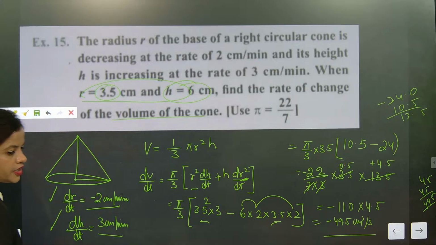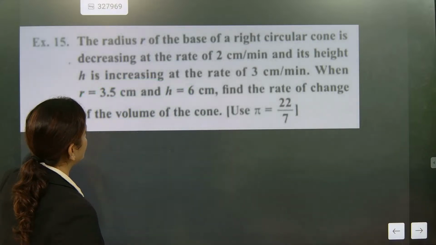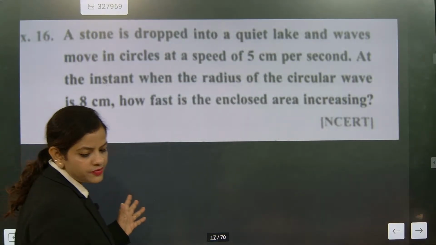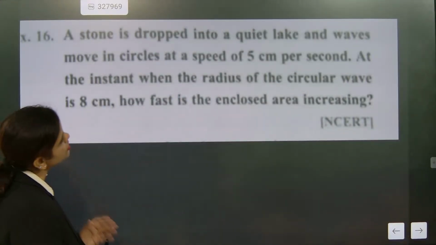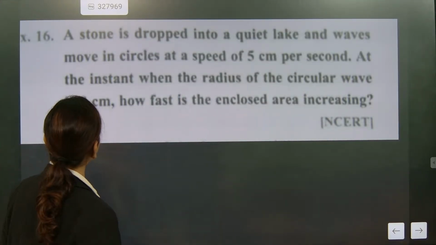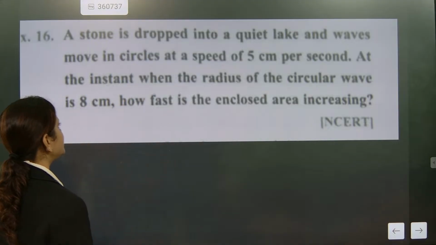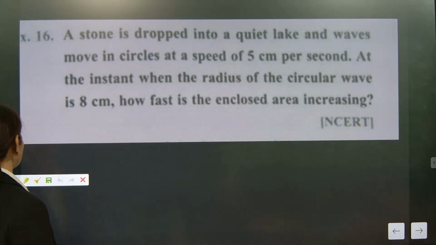Now, shall we go for the next question, please? The next question is this one. This question we have solved many times, so please kindly try this question. Look here, beta. A stone is dropped into a quiet lake and waves move in circles at a speed of 5 centimeter per second. So dr by dt, here the speed will become that only.